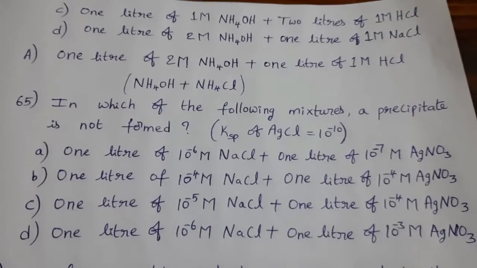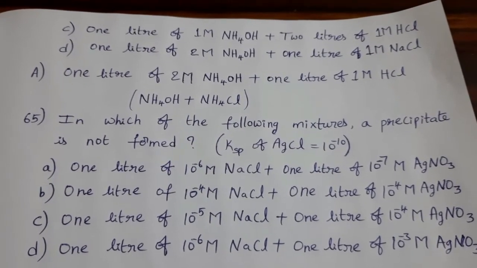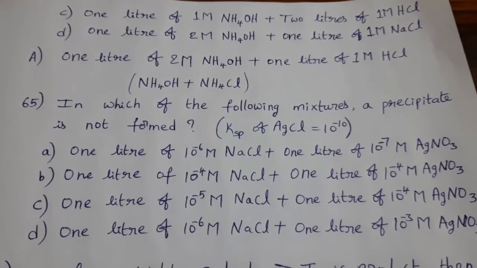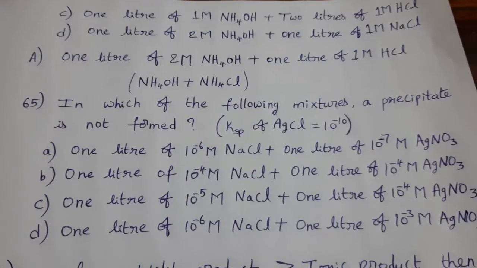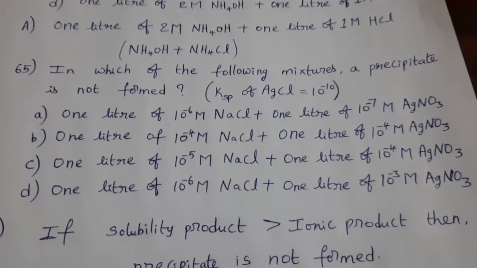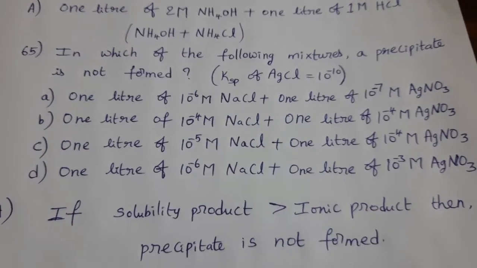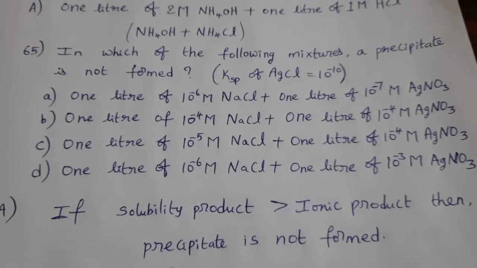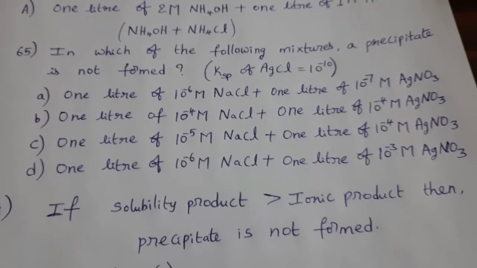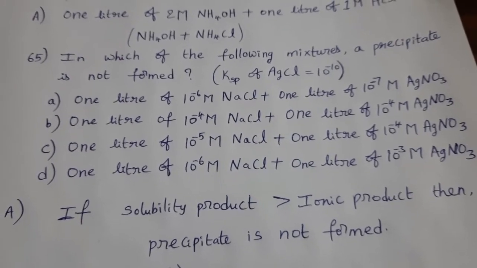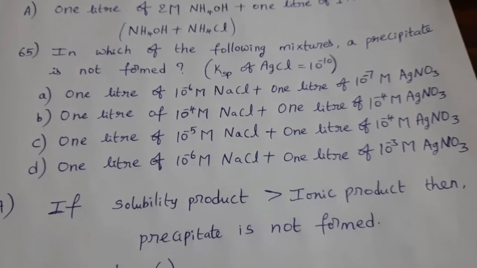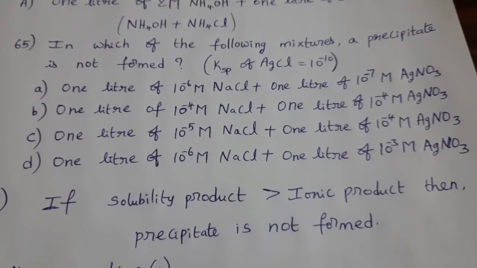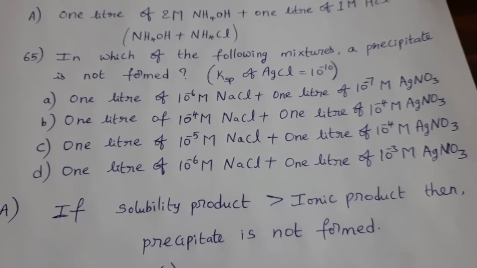Next, in which of the following mixtures is a precipitate not formed? The Ksp of AgCl is 10^-10. Here Ksp means solubility product. Now see the condition. If solubility product is greater than ionic product, then precipitate is not obtained. This is a very important point. We need not do any calculation for this type of question. Simply remember this point, then we can get the answer. Solubility product greater than ionic product, precipitate is not obtained. Solubility product less than ionic product, precipitate is obtained.